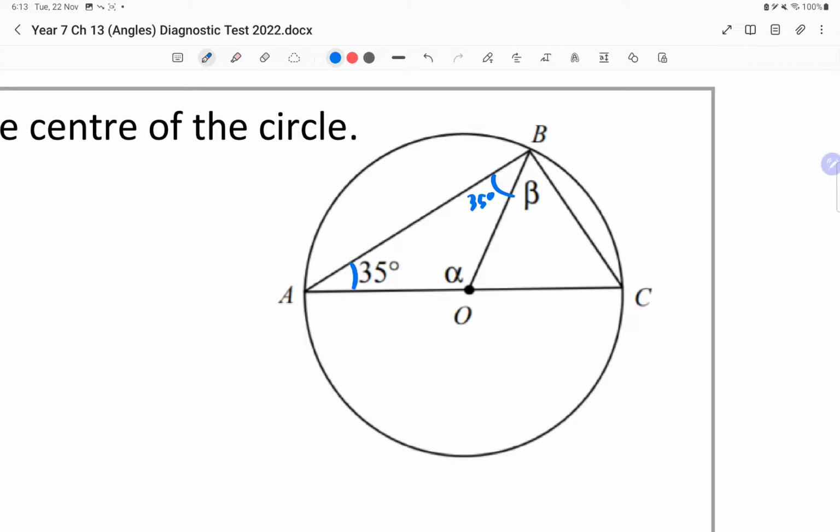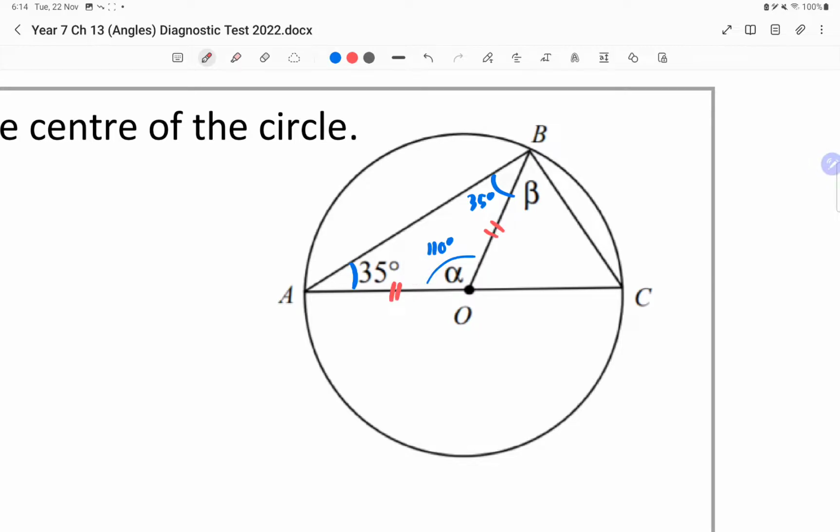120. No. What's 35 plus 35? 110. Yes, 110. Can't make these mistakes, yeah? 110 degrees. Okay, how do we find beta? Okay, first, actually, before that, these two sides are the same, why?